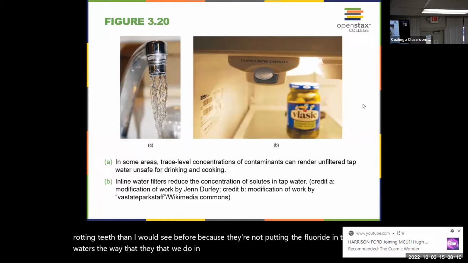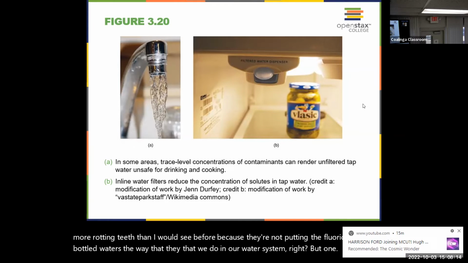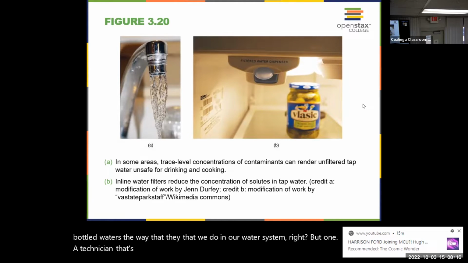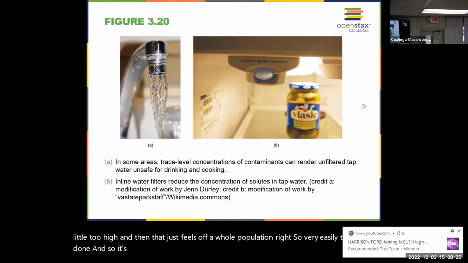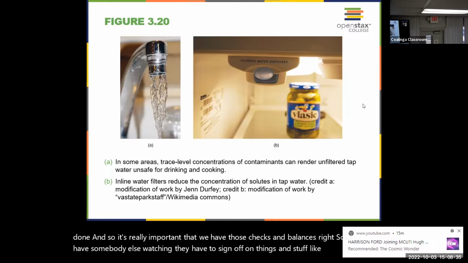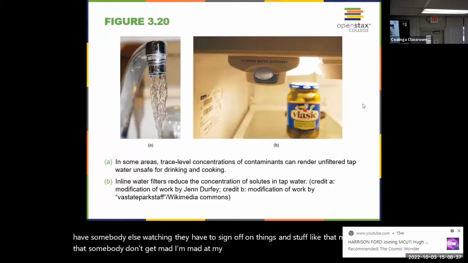But a technician that's allowing the addition of fluoride makes a miscalculation and puts it up a little too high, and that just goes out to the whole population. So very easily that can be done. And so it's really important that we have those checks and balances. Typically you have somebody else watching, and they have to sign off on things, making sure that nobody gets mad at their wife and decides to kill that whole neighborhood.